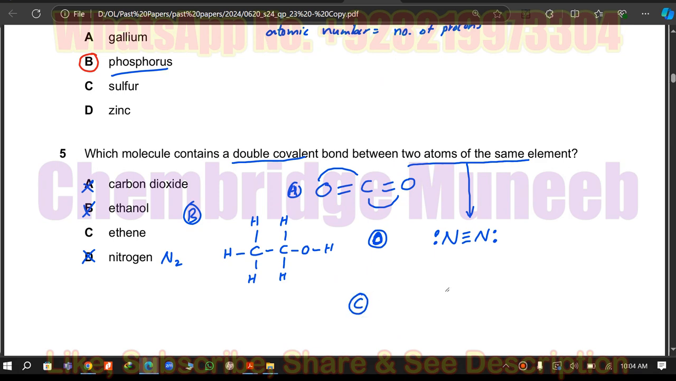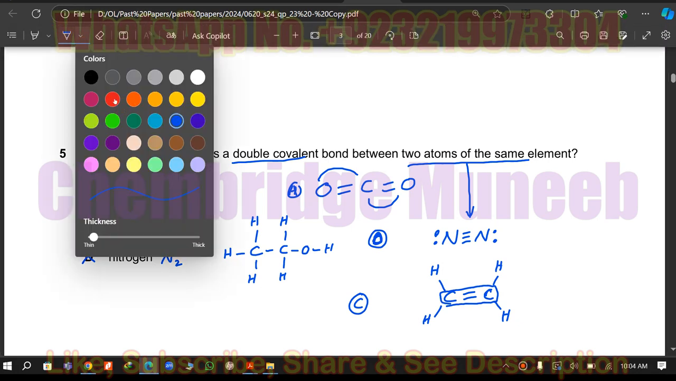For the C option, the structure is like this: carbon is bonded doubly with another carbon atom, and there are two hydrogen atoms on each carbon atom. This is the structure of ethene. So we see that a double covalent bond is between the two carbon atoms, and that's why the right option becomes C over here.